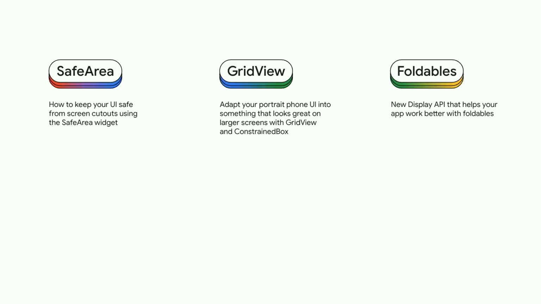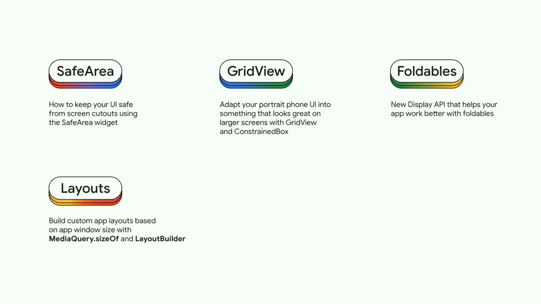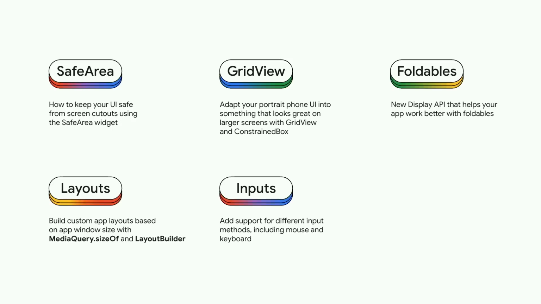We learned a new display API that helps our apps work better with foldable devices. We worked through examples of how to change our app layout based on window size using MediaQuery and LayoutBuilder. We added support for different input methods and input modalities to share code across devices and learned a simple method for selection animation. And finally, we finished everything else off with some quick tips and best practices.